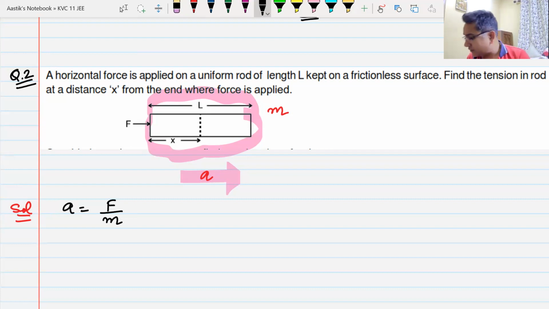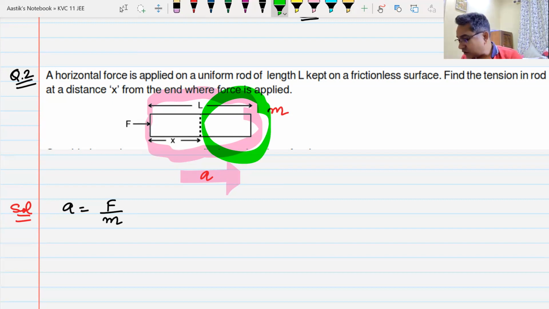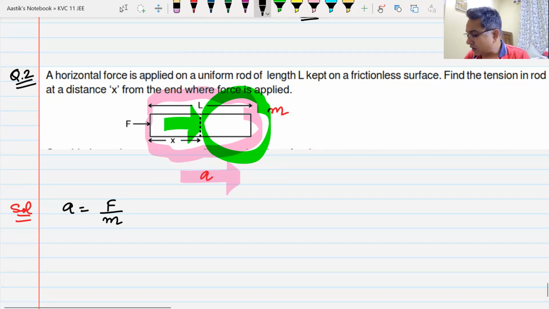And there are two ways to do this. I will use the shortest way. I will take this portion of the rod as one body now. Now, what is causing this portion of the rod to move forward? There is a force or tension in the rod coming like this. Yes or no? So I call that tension T. This is the tension at a distance x.